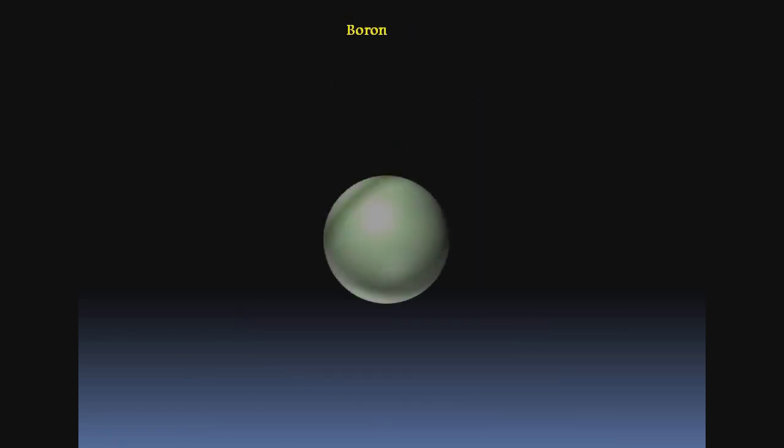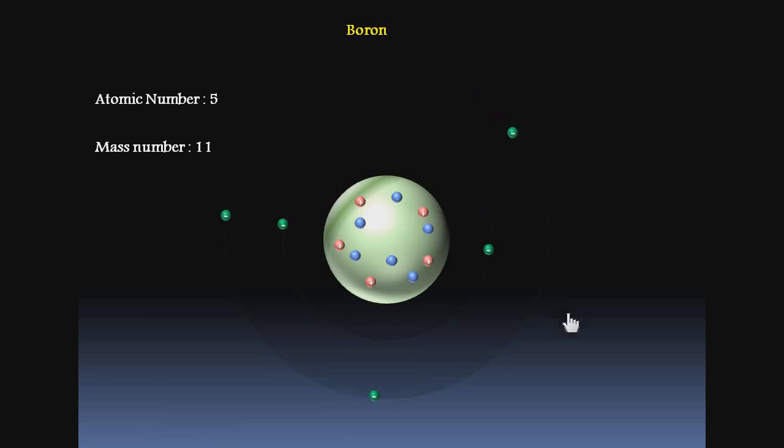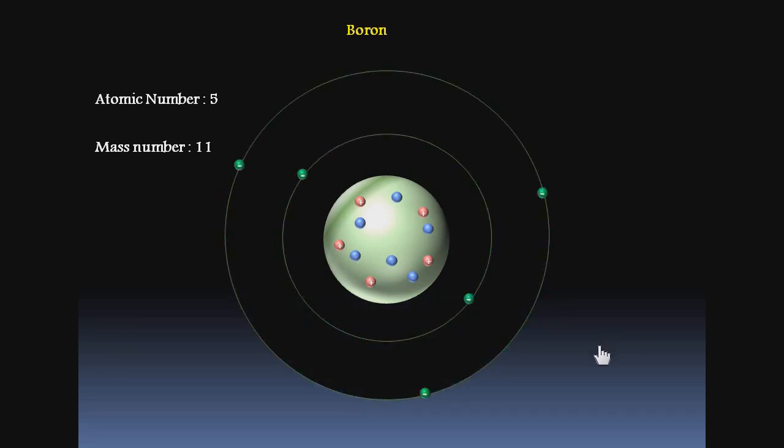The fifth element is boron. It has 5 protons, so atomic number is 5. It has 6 neutrons, so mass number is 11, because 5 protons plus 6 neutrons, mass number is 11. It has 5 electrons revolving around the nucleus. 2 electrons are revolving along the K shell and 3 along the L shell.